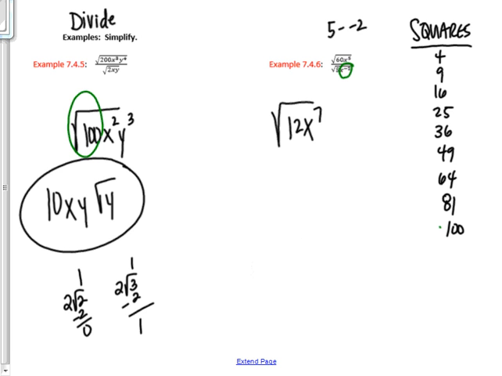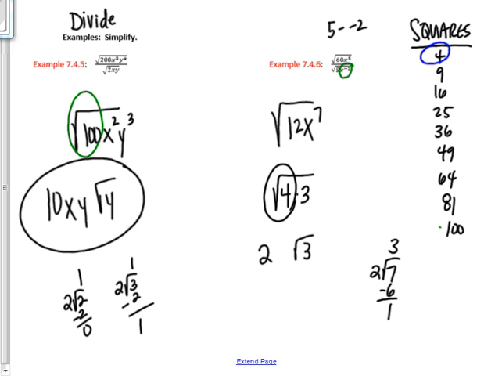Okay. All right, so now we are ready to simplify this. So what's the biggest perfect square that goes into 12? Oh, it's going to be 4. So that's 4 times 3, and that comes out as a 2. All right, and let's see how many x's can come out. So divide 2 into 7, I would get 3 times with 1 left. So 3 x's out, 1 x in.